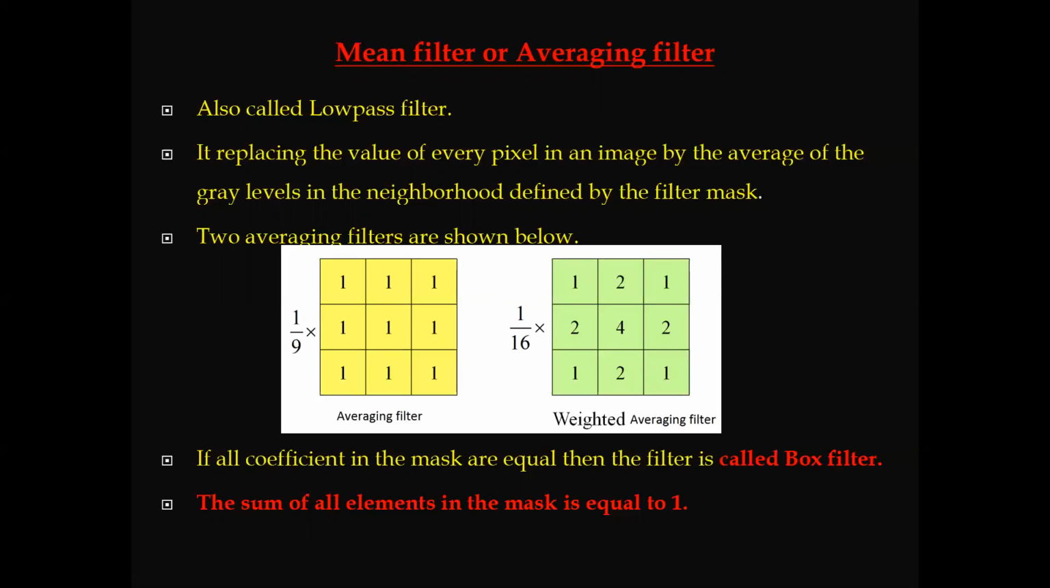The two average filters are, first, the average filter, and second, the weighted average filter. That means each coefficient is multiplied by 1 by 16: 1 by 16, 2 by 16, 1 by 16, 2 by 16, 4 by 16, 2 by 16, 1 by 16, 2 by 16, 1 by 16. That means the weighted values are 1, 2, and 4. In each row, we have some weighted values in the second mask, that is in figure B.